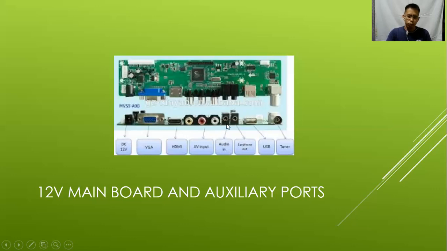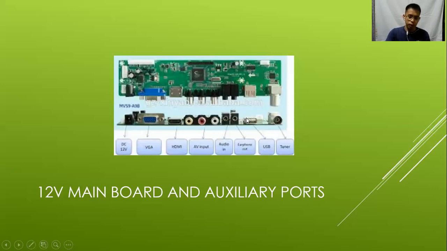Audio in, para siyang headphone port. Ito naman yung earphone out. So the use of this, kung gusto nyo pong i-amplify yung audio ng TV, pwede i-plug dyan yung connector na 3.5 headphone type or earphone type connector, then going to the amplifier. Pwede po natin i-amplify, pagandahin pa yung sound ng TV.